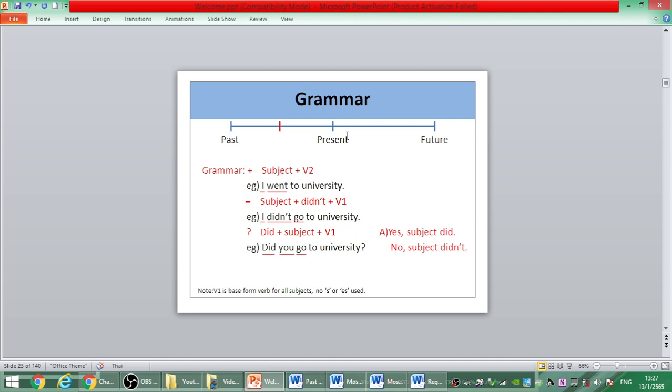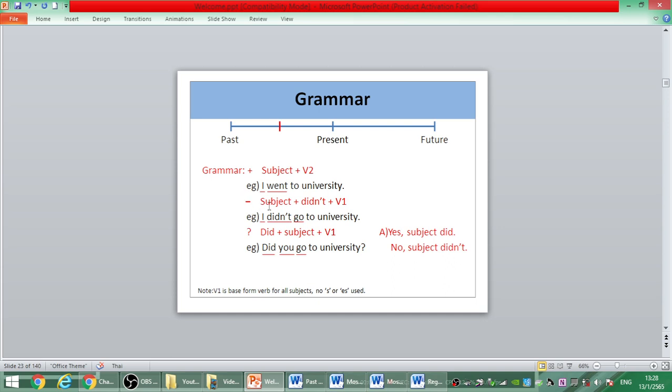So let's take a look at the timeline diagram. As you can see, we're referring to the past. The grammar structure in a positive sentence is subject plus verb 2. Example: I went to university.